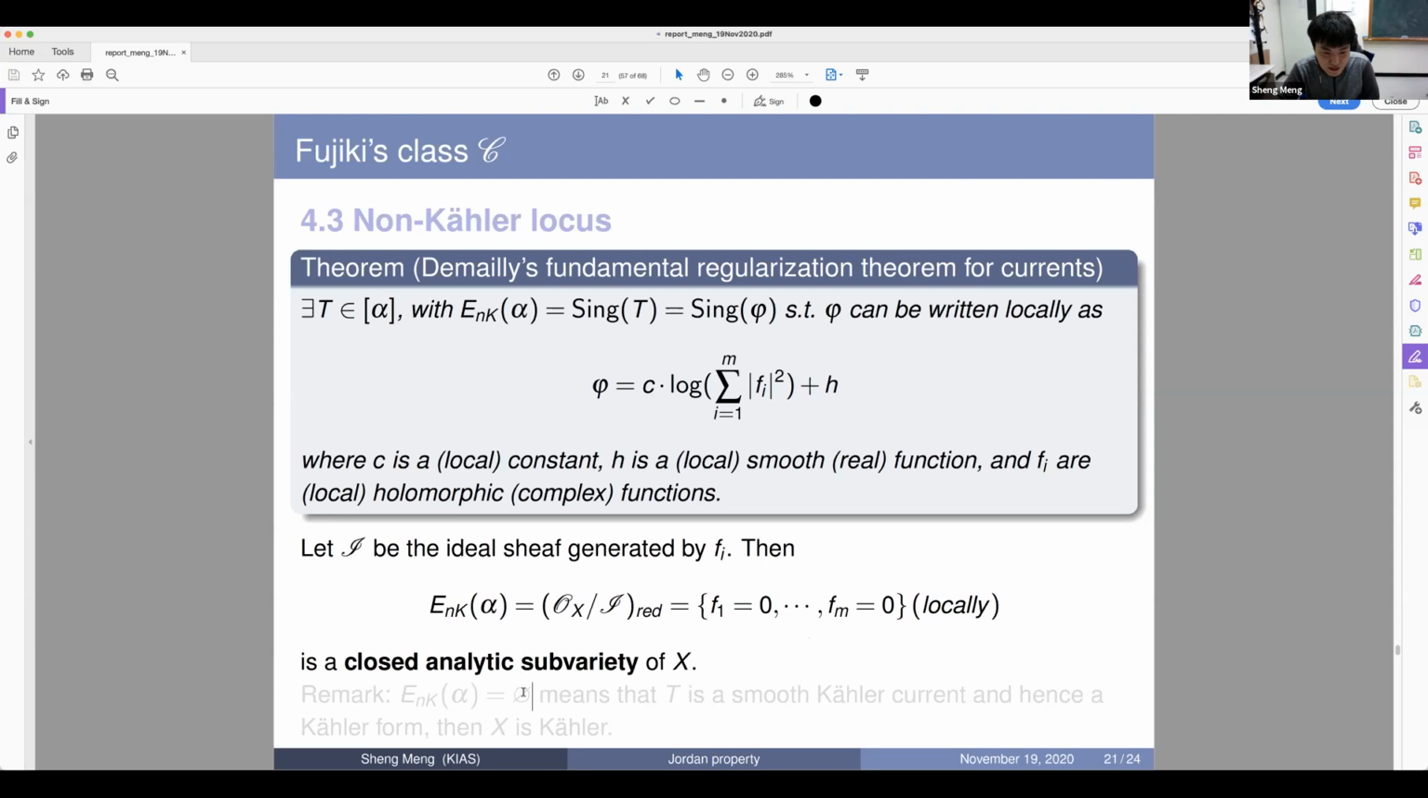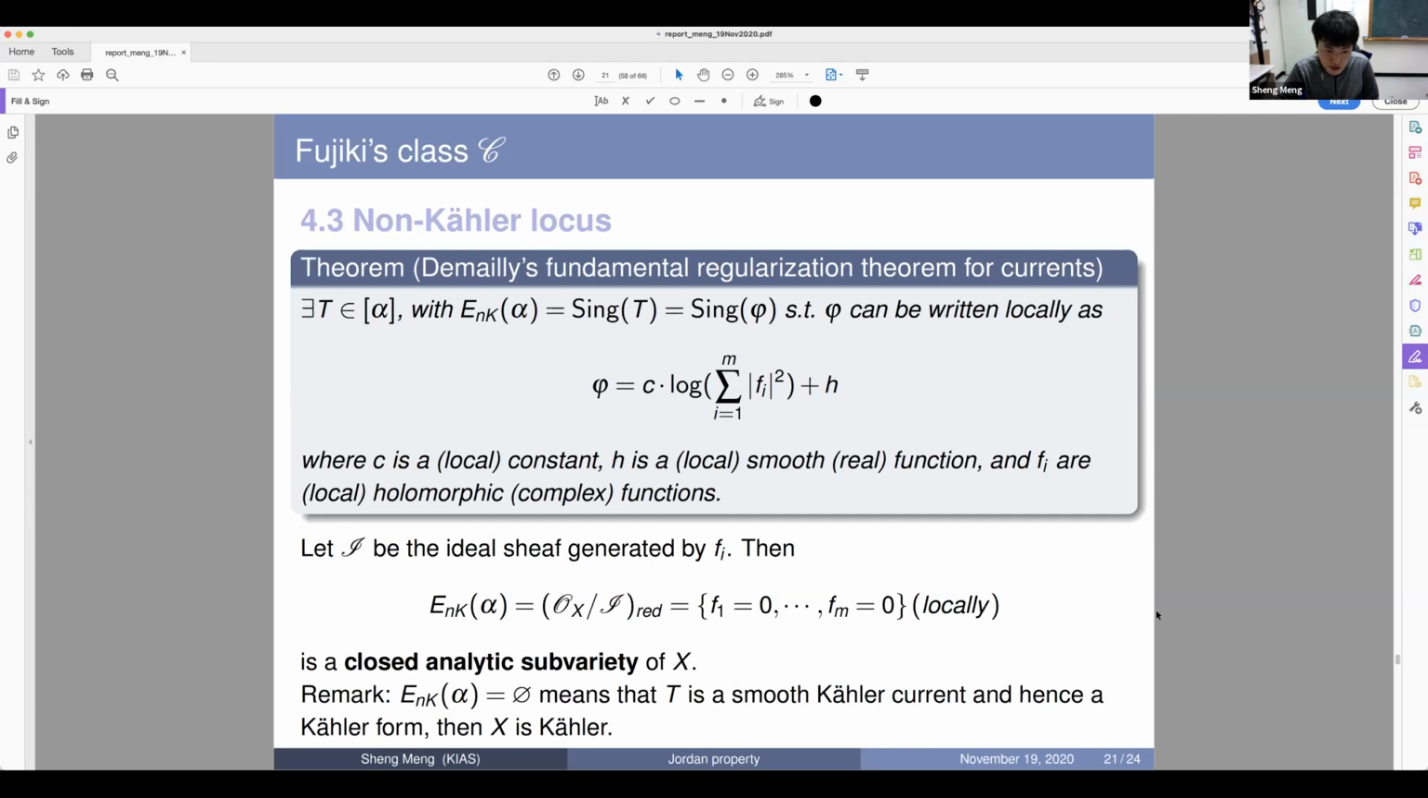Okay. So what we only need is about the non-Kähler locus, and you see that it is defined by the class. So it is well defined, and gives us several remarks and facts. If the non-Kähler locus is empty, it means that the singular locus of T or phi is empty. So T is a smooth Kähler current and has further a Kähler form, which means X is Kähler, and then we don't need to do anything. So we can always assume that the non-Kähler locus is not empty.